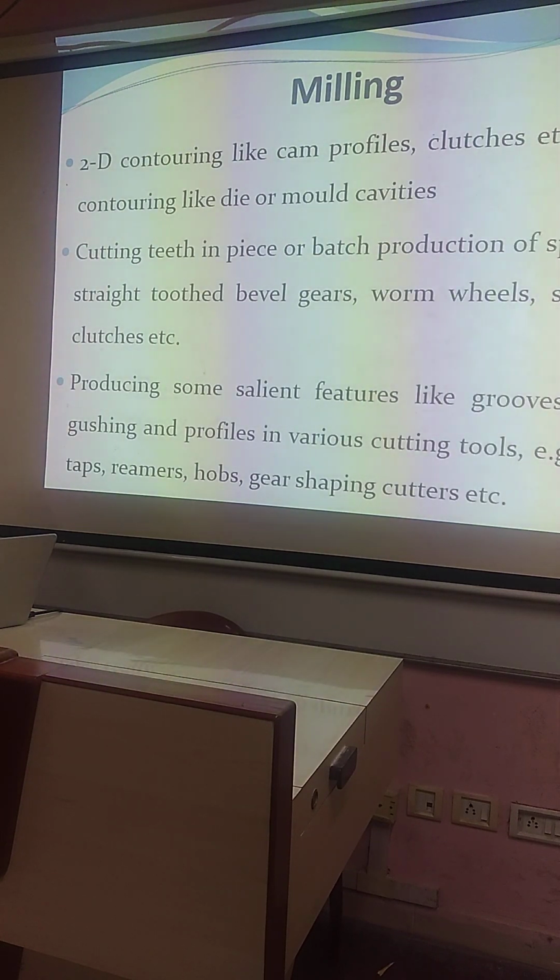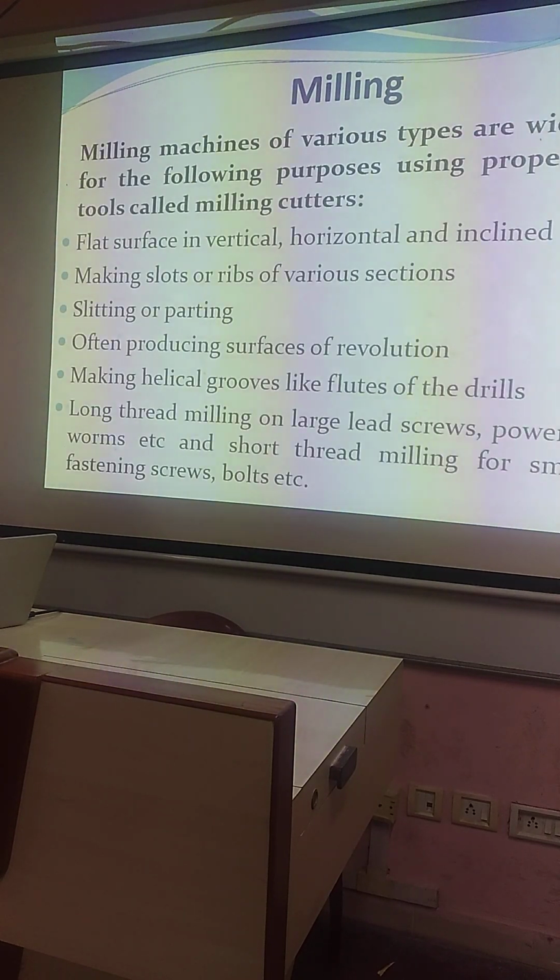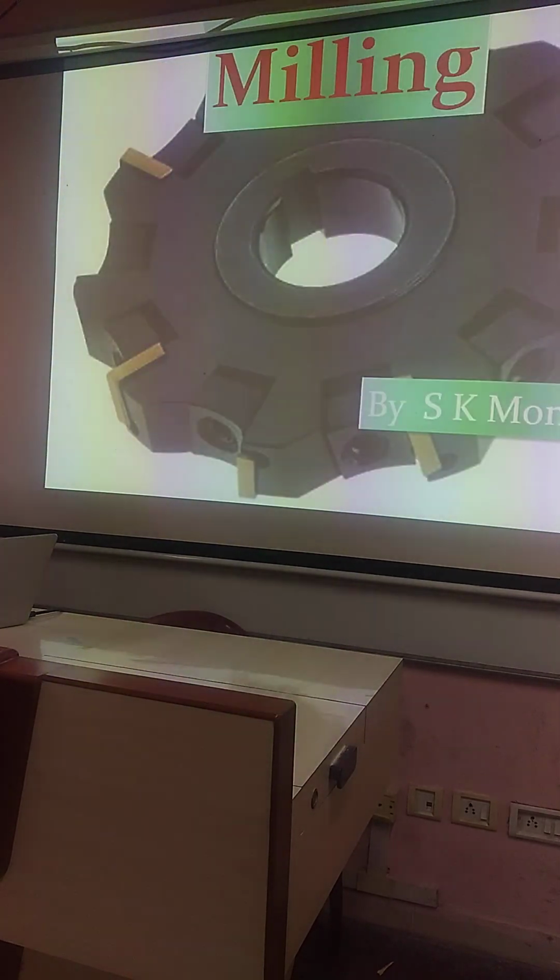These are the milling machine advantages: 2D contouring like cam profile, clutches, 3D contouring like die or mold cavity, cutting teeth in piece or batch production of spur gear, straight tooth, bevel gear, worm wheel, sprocket clutches. Producing some salient features like grooves, flutes, gussets and profiles in various cutting tools, for example drill, tap, reamer, hobs, gear shaping cutter. These are some characteristics of the milling machine.